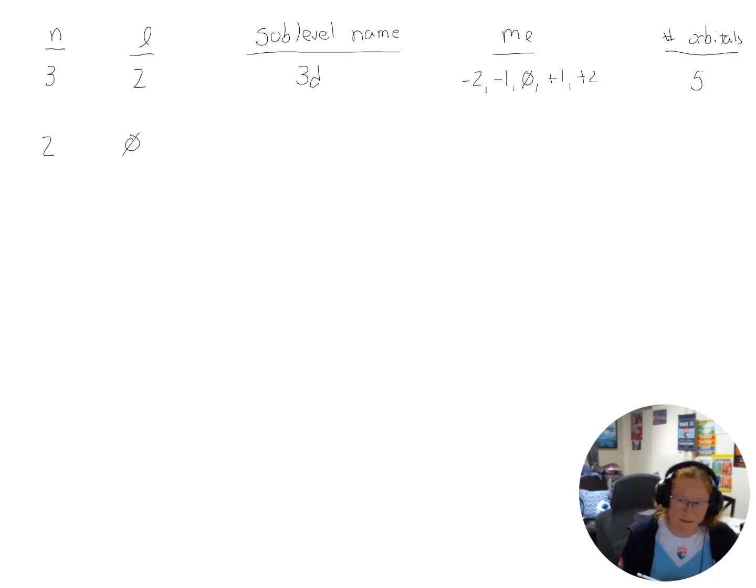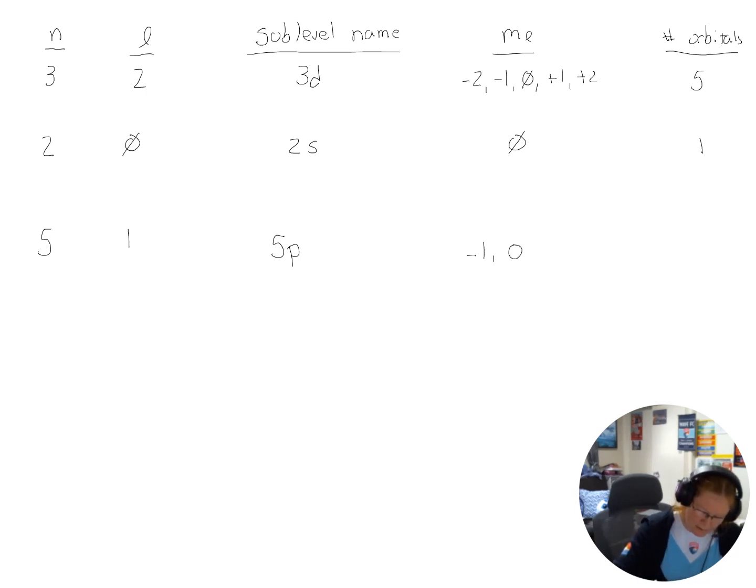Okay? B gave us an n value of 2 and an L value of 0, okay, which is a what orbital? If you said 2s, you are correct. Okay, the only m sub L value we can have is 0, and so I can only have one orbital that has an n of 2 and an L of 0. All right, the next one we had an n of 5 and an L of 1, okay, which is what? It is 5p. Okay, so I can get -1, 0, +1, and I have 3 orbitals. They can have an n of 5 and an L of 1.